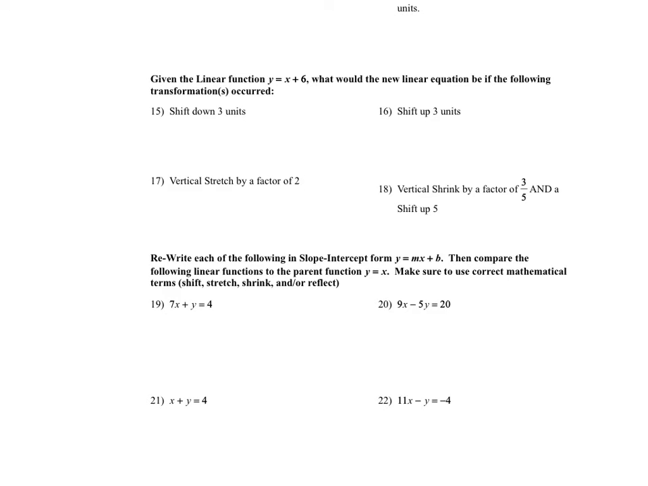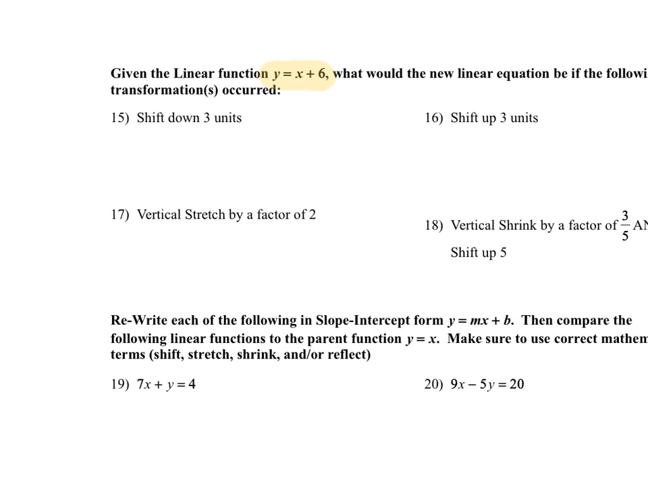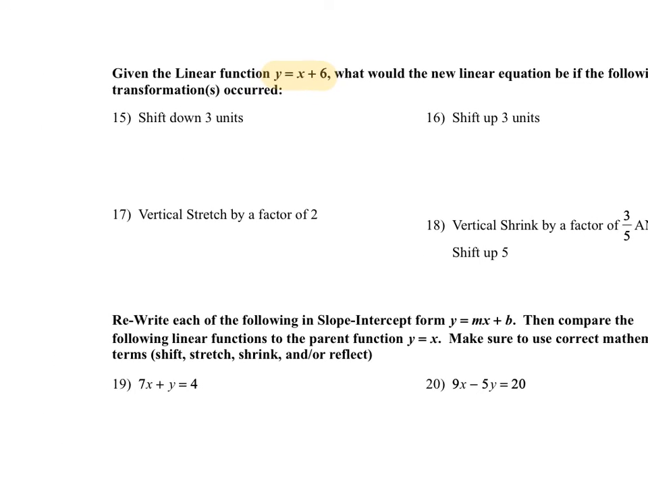But now if you look at the next set, which is where the bold is, it says, given the linear function y is equal to x plus 6, what would the new linear equation be if the following stuff happened? Okay, now this is challenging you to really understand what it's asking you to do. They're giving you this equation, y is equal to x plus 6. Okay, now, here's what you've got to know. They want you to take that equation and shift it down 3 units. Well, shifting down 3 units messes with the what? The y-intercept.